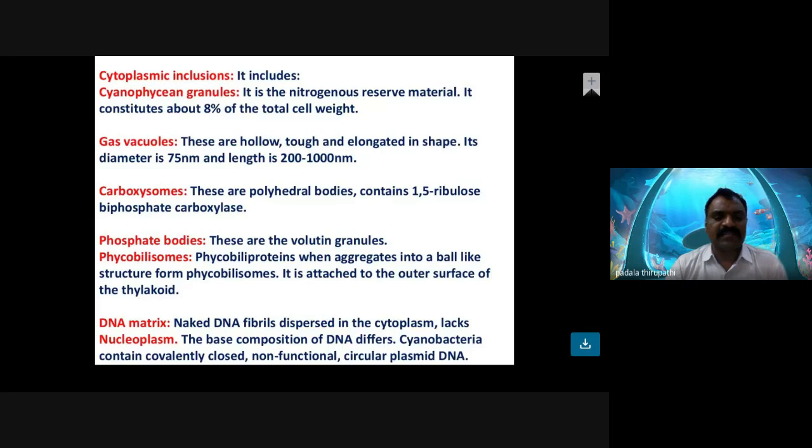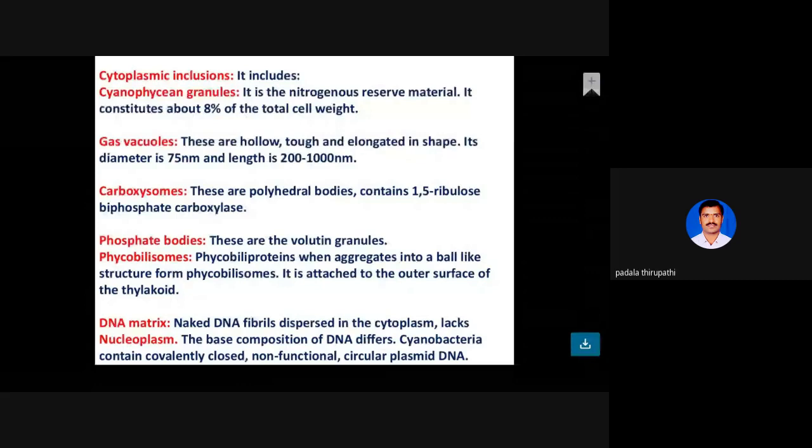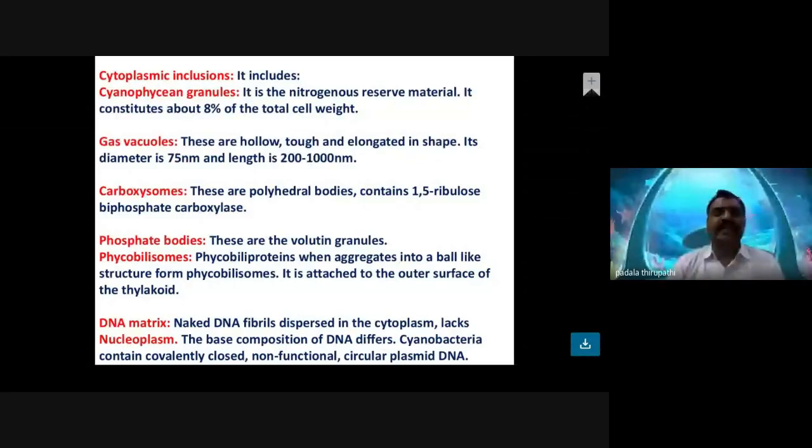Then the DNA matrix. My dear friends, remember there is no definite nucleus in this cell, so that's why the DNA is naked DNA. So naked DNA fibrils or DNA matrix are observed, dispersed in the cytoplasm. And remember, here there is no nucleoplasm. Why? Because there is no definite nuclear membrane, so there is no definite nucleoplasm. Only naked DNA, open DNA fibrils, are observed in the DNA matrix.